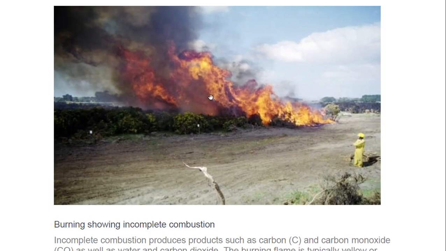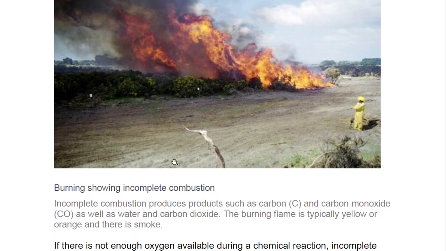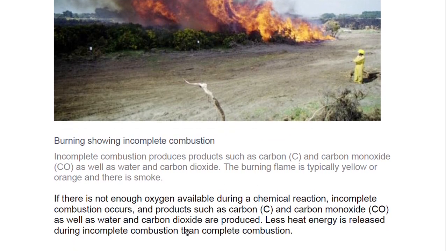Now you see here, this is incomplete combustion. Why? Incomplete combustion produces products such as carbon, the ashes that remain, and carbon monoxide, that is CO, which forms in the absence of enough oxygen, as well as water and carbon dioxide. So carbon, carbon monoxide, carbon dioxide and water are formed here. The burning flame is typically yellow or orange and there is smoke.